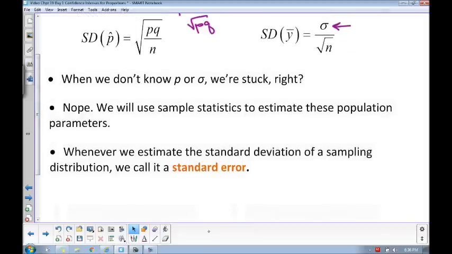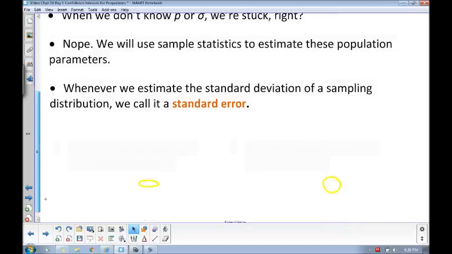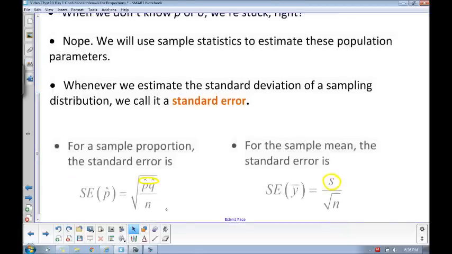So what we're going to be using is what's called the standard error instead of a standard deviation. The standard error is slightly different because it uses p hat, q hat, and s. This means the standard error uses the sample's probability of success and failure, or the sample's standard deviation, and divides by the square root of n.